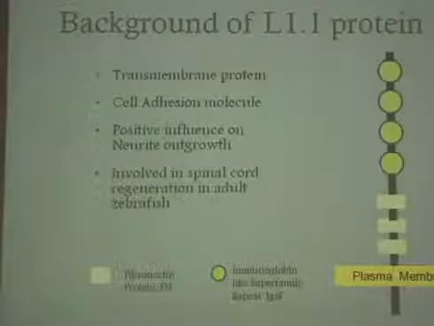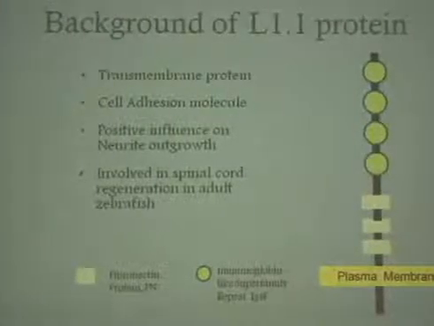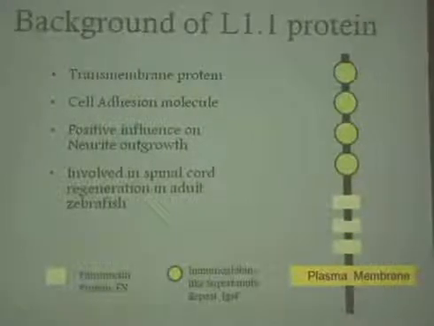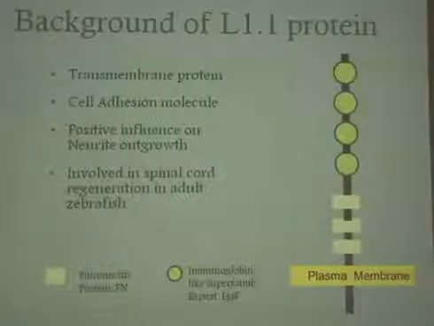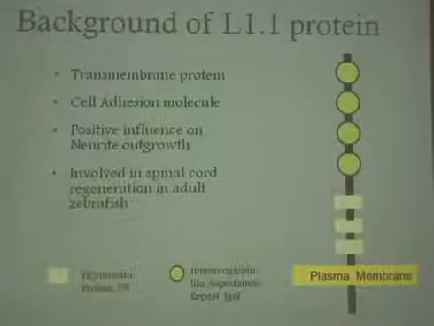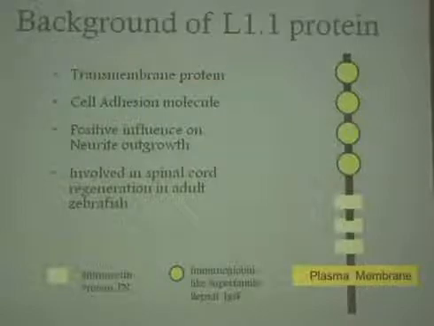What do I mean by cell adhesion? It would be kind of like if you guys come and stick together. So that's what cell adhesion means. What is its influence? It has a positive influence on neurite outgrowth. That means it's involved in spinal cord regeneration in the zebrafish brainstem. And it was shown by scientist Thomas Becker that it influences regeneration.